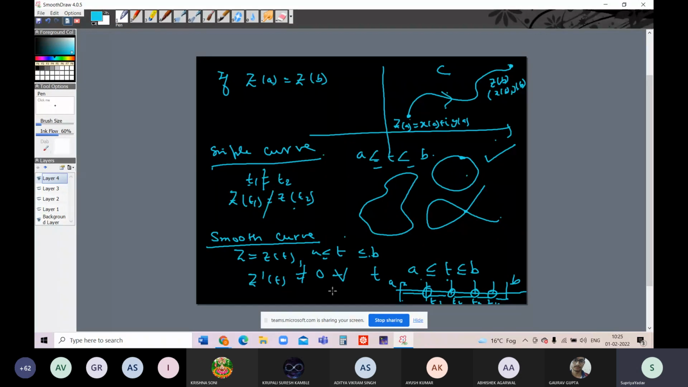It means that the end points may be discontinuities, but this discontinuity is of the finite type. This discontinuity must be of the finite type. In this, the value of z dash t will not be infinite. So this discontinuity must be of finite type. So in that case we say that the curve is not smooth but it is piecewise smooth. Okay, so this is the main difference between a smooth curve and a piecewise smooth curve.